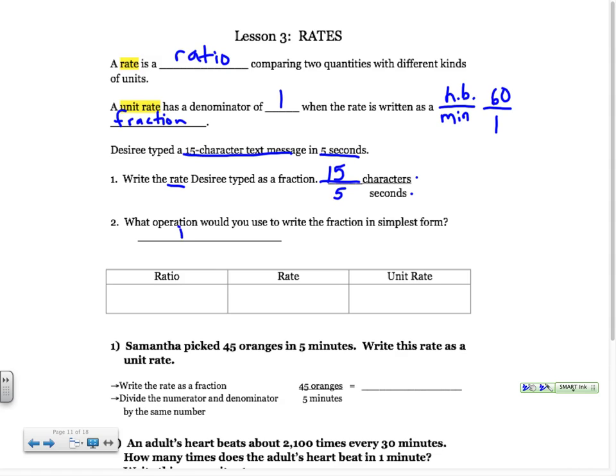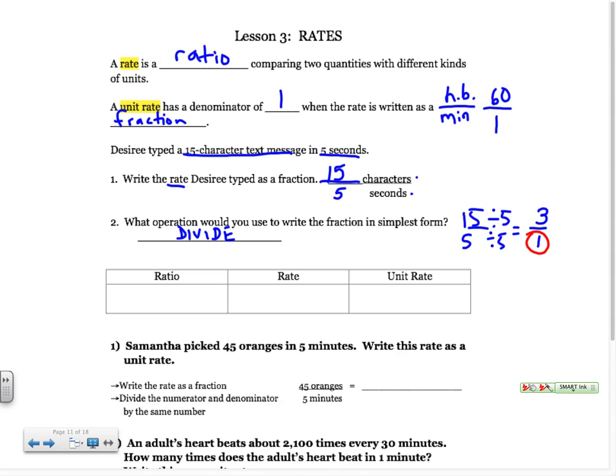Oh, we've done this a lot. You guys are good at this. You would divide. So how do I put 15 to 5 in simplest form? What's the one number I would divide both 15 and 5 by? Yep, I'd divide them both by 5. Okay, and then I would get 3 to 1. Is that a unit rate? Yes, that's a unit rate because 1 is in the denominator.